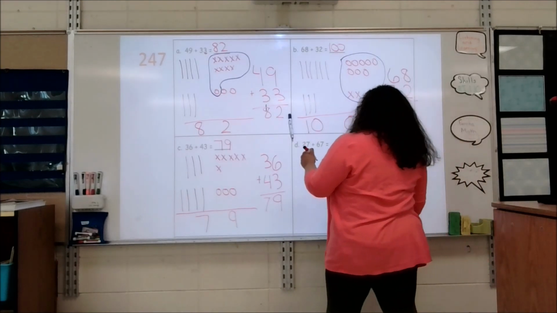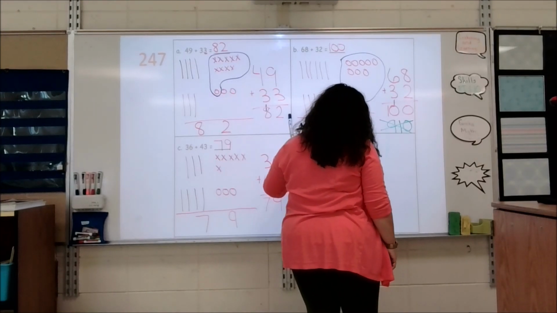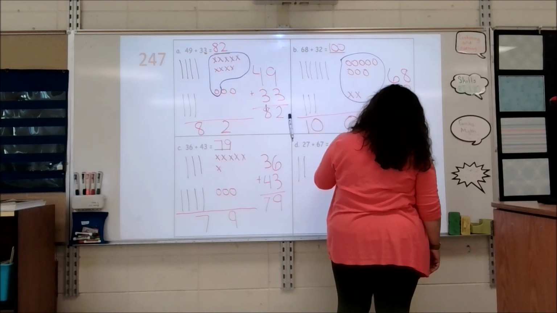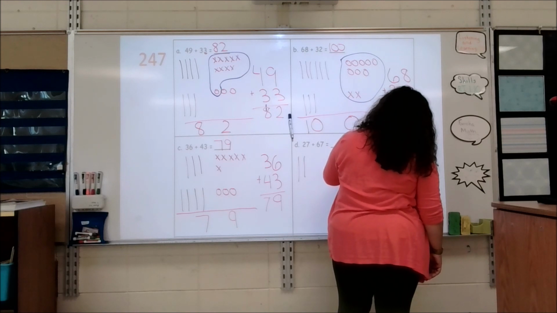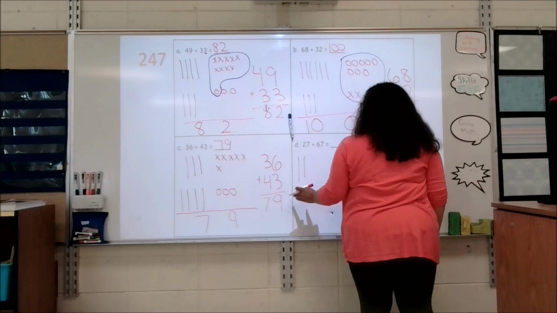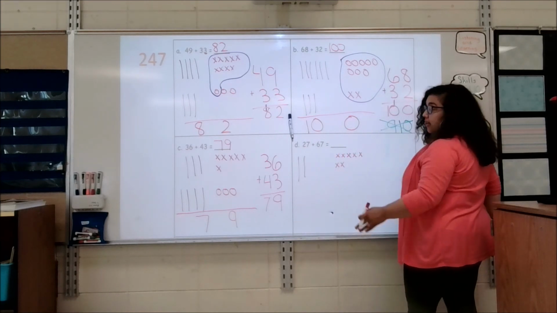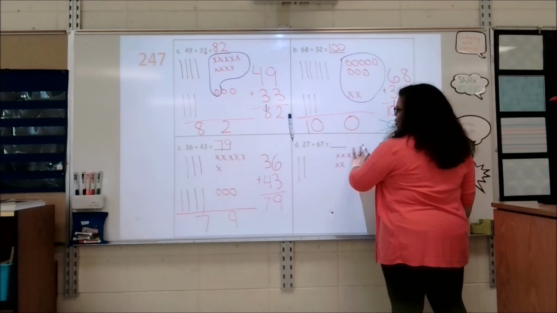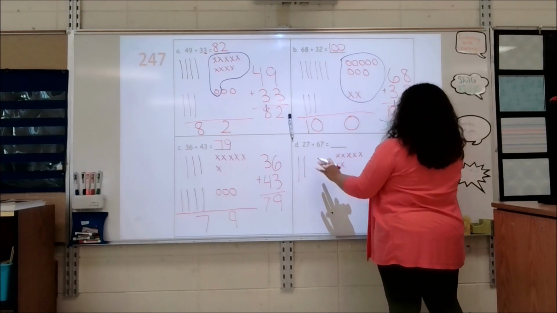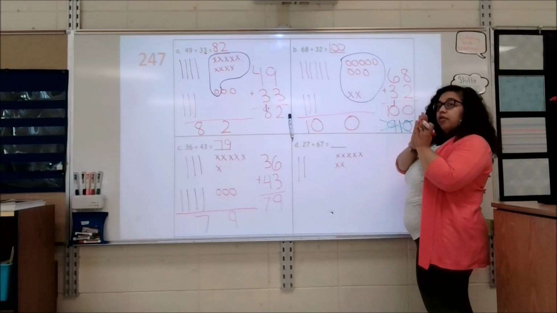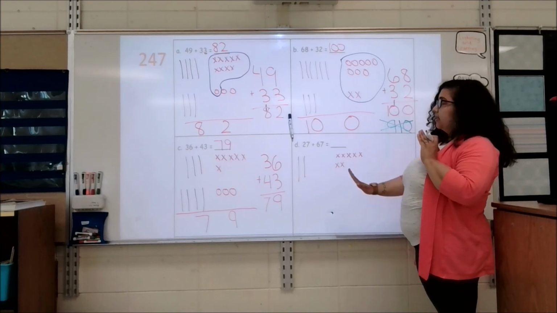So let's draw 27. 10, 20. Leave some space. 1, 2, 3, 4, 5, 6, 7. So 2 10s and 7 ones. Let's go ahead and draw 6 10s and 7 ones. Remember, each picture represents an entire part. And within each part, there are 2 pieces, the 10s and the 1s.